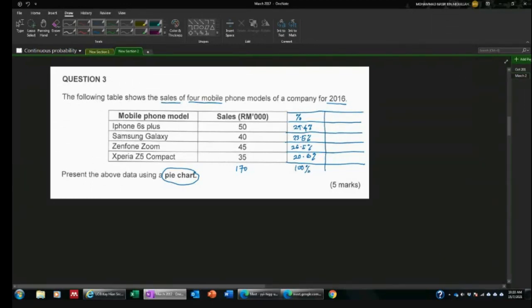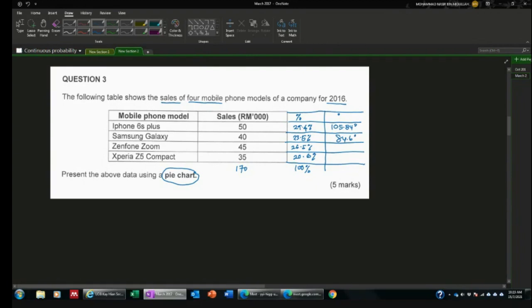And then you need to calculate for degree, right? Degree, how to calculate degree? So 29.4% multiplied with 360, right? 29.4 multiplied with 360 divided by 100. So it should be equal to 105.84 degree, right? And the next one is 23.5 multiplied with 360 divided by 100. So this one should be 84.6 degree.